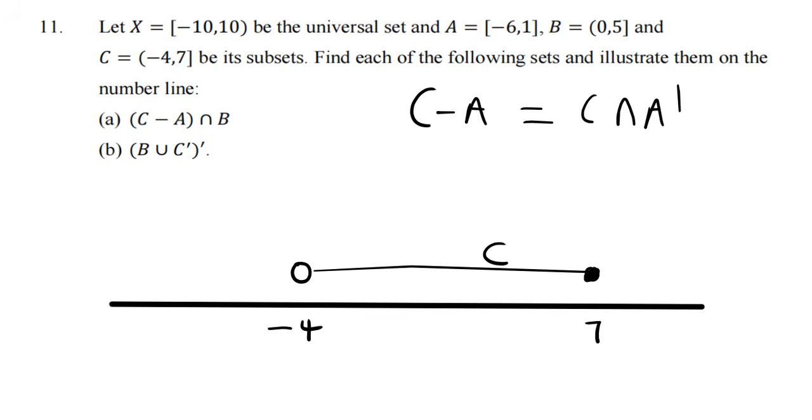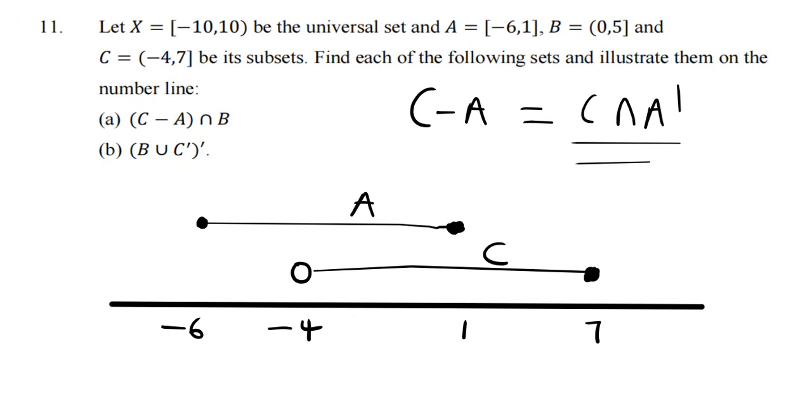That is C. Then I come to A. A is from -6. If I put -6 here, all the way to 1. If I put 1 there. All of them are included, so I'm going to shade on -6, and I'm going to also shade on 1. This is A. Then I'm trying to find the intersection between these two sets. So you're going to realize that it's just this part. Okay, so that is the part that is C intersection A complement.